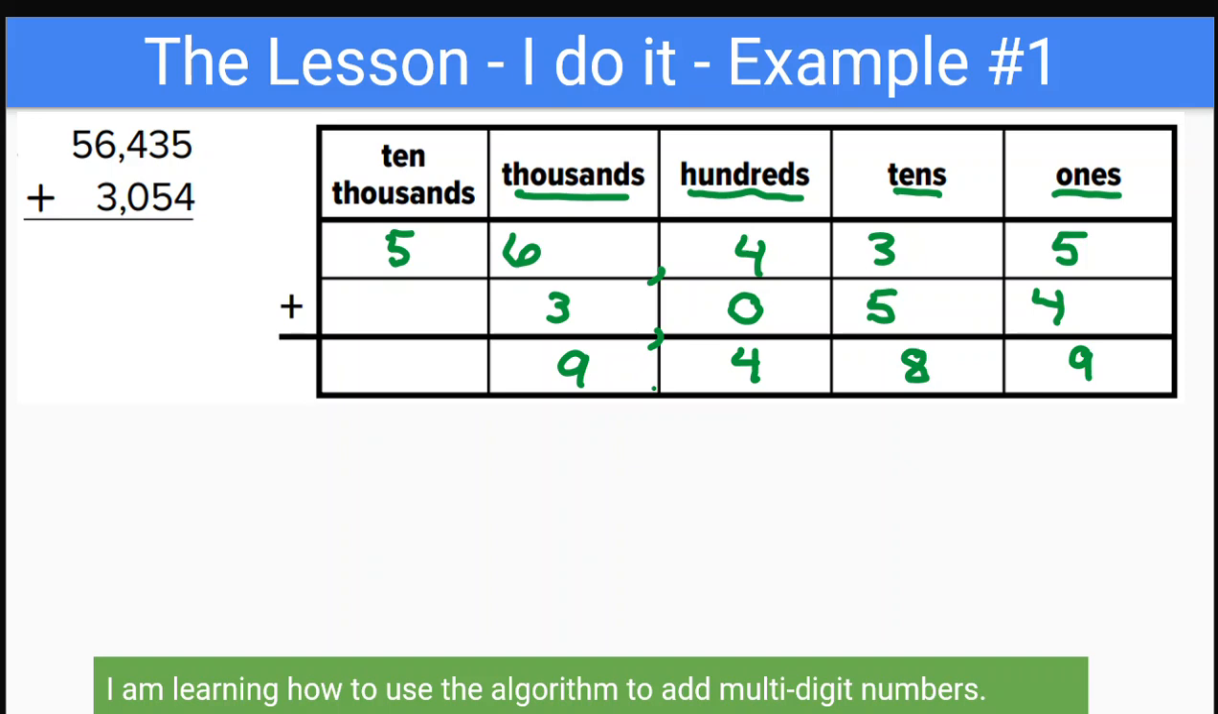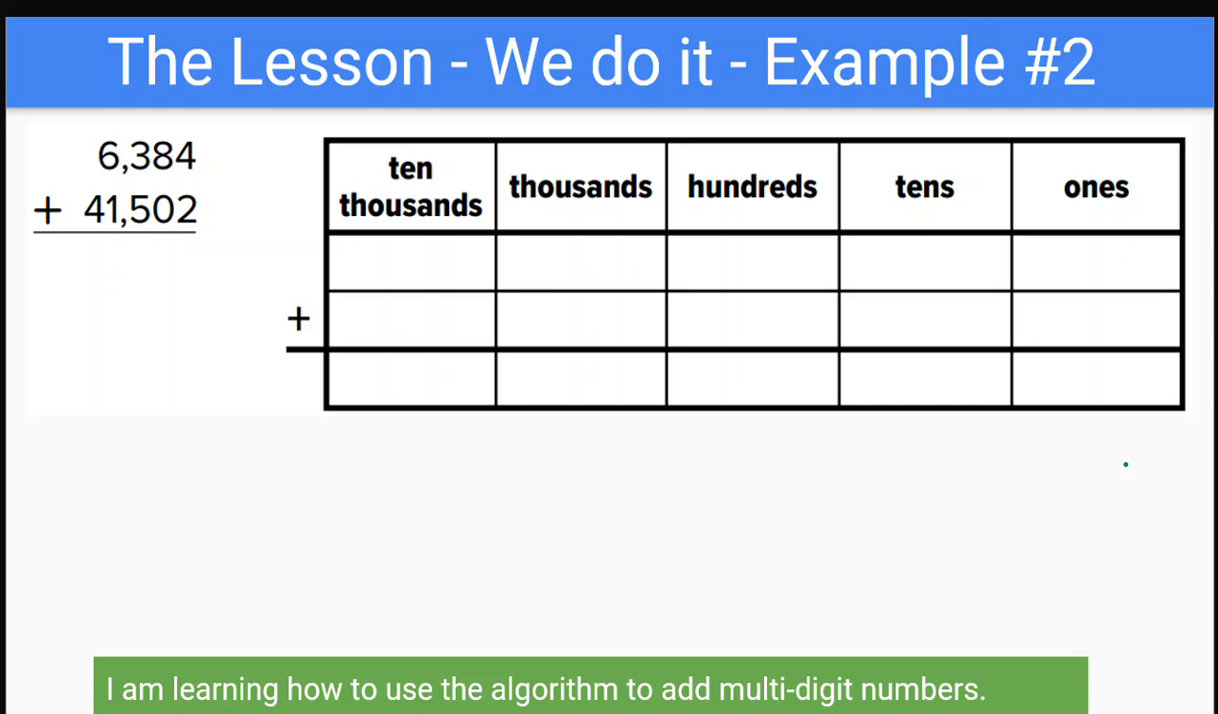Now you heard me say the word thousands, so I got to put a comma there. And then 10,000s, there's a 5 here and there's nothing here, so that's a 5. So let's read the sum together. It's 59,489. Okay, kids, right now you're learning how to use the algorithm to add multi-digit numbers.